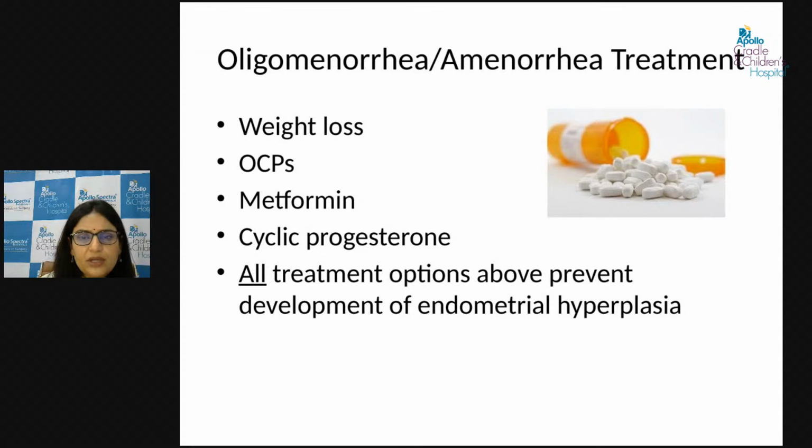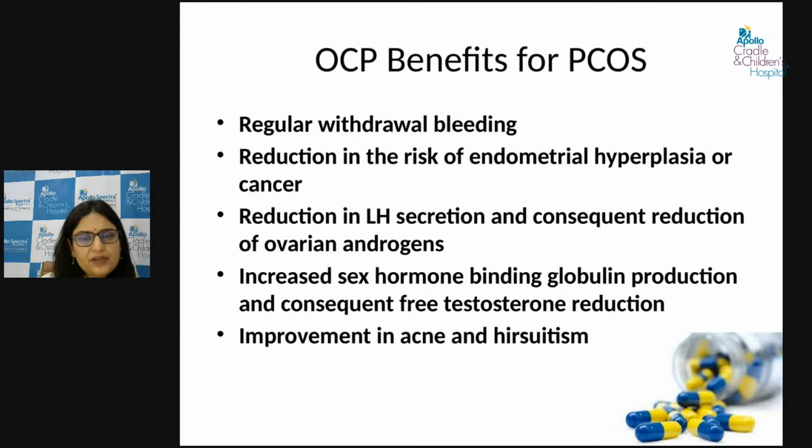For oligomenorrhea or amenorrhea treatment, we give weight loss treatment, we prescribe OCPs, and we give metformin, an insulin sensitizing agent. All treatment options help prevent the development of endometrial hyperplasia, so they will definitely prevent the long-term sequelae or complications of PCOD. These are the benefits of OCPs: regular withdrawal bleeding, reduction in the risk of endometrial hyperplasia and cancer, and reduction in LH secretion, which ultimately causes a reduction of ovarian androgen, increased sex hormone binding globulin production, and consequent free testosterone reduction, which is the main culprit of PCOD. So this is how the OCP acts.